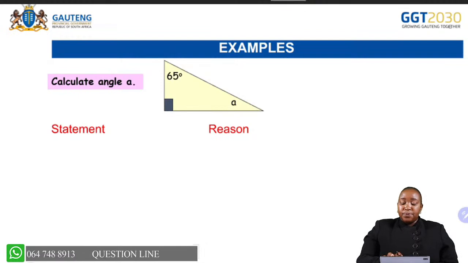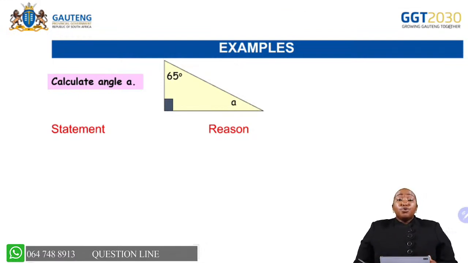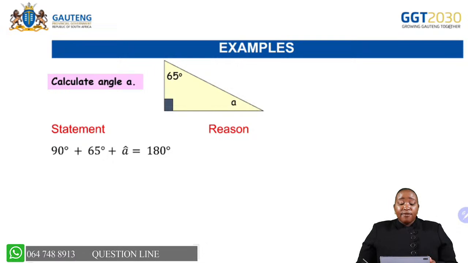Now, what would you do first? You'd have to remind yourself that all the angles inside this triangle are inside the triangle, right? So you're working with your interior angle sum, and your interior angle sum says that these three angles must add up to 180 degrees. Therefore, your right angle is 90 degrees plus the 65 degrees plus the A must give you 180 degrees, okay? And what would be your reason for this? You choose one of the three reasons. So here I have angle sum in a triangle. You choose one of the three reasons we gave you with that one.